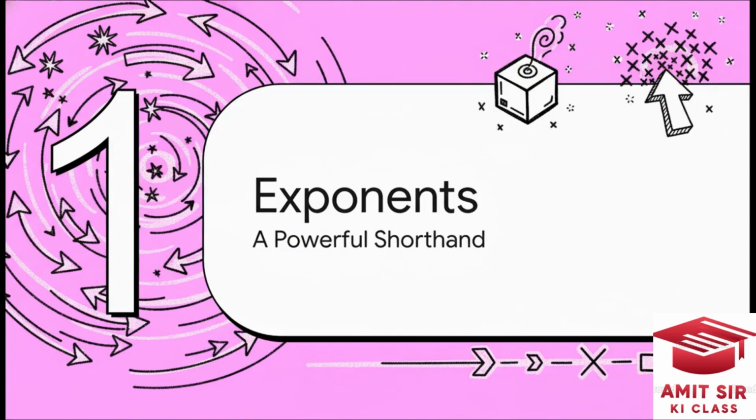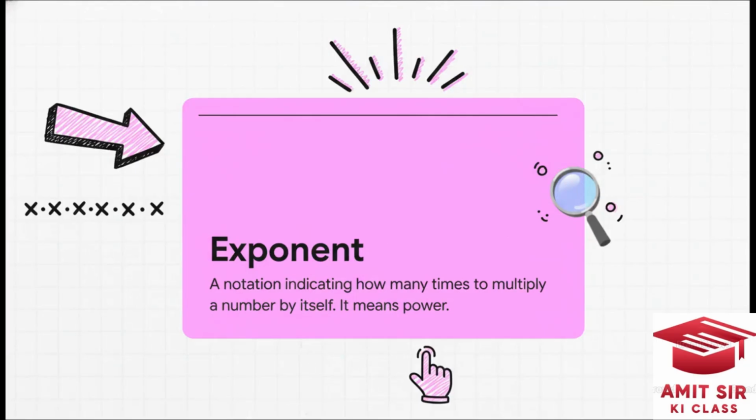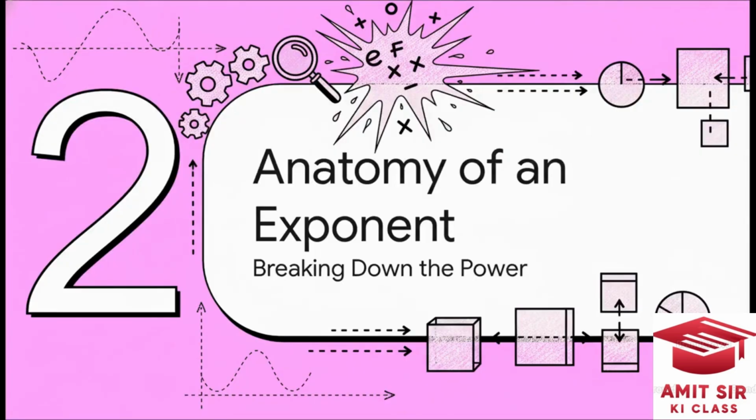You should really just think of it as a powerful shorthand. It's a shortcut for all that repeated multiplication. It's basically a way to clean up the mess and write these huge numbers in a tiny, neat little package. So what is an exponent, really? Well, it's just a little piece of math notation that tells you exactly how many times to multiply a number by itself. I kind of like to think of it as a command, you know? It points at a number and says, hey, you, multiply yourself this many times. It's super efficient.